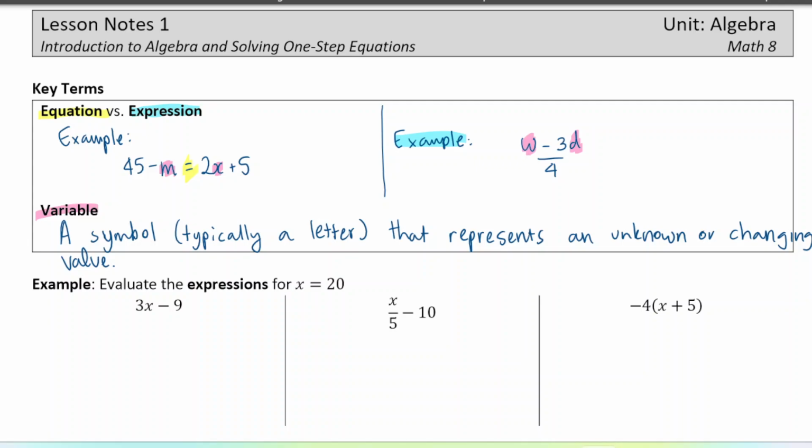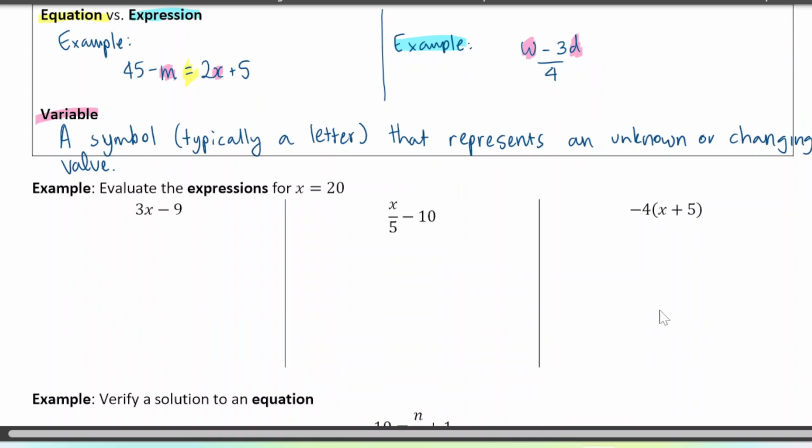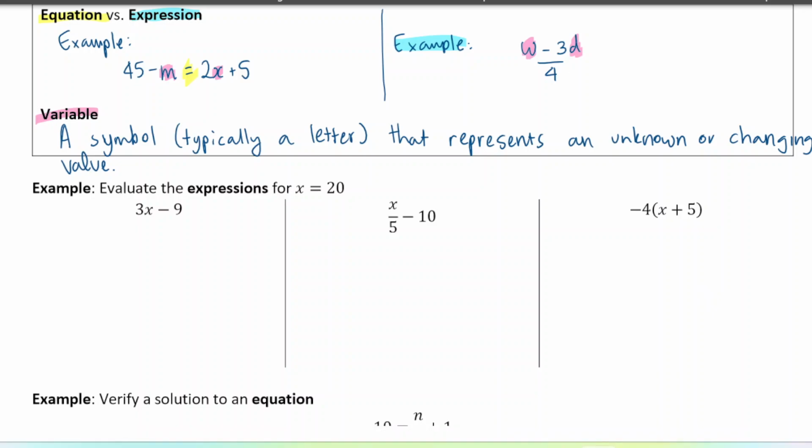Okay, let's do example 1. It says evaluate the expressions for x equals 20. So all three of these are expressions because they don't have any equal signs. And evaluate means to answer, find the value. So we are going to replace x with 20 in each of these because we are told that that variable has a value of 20. So in the first one, I'm going to write each step on a new line.